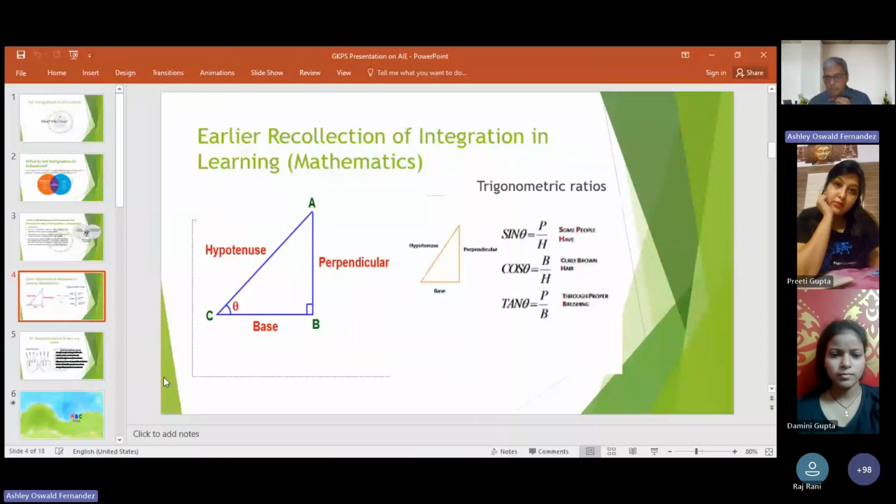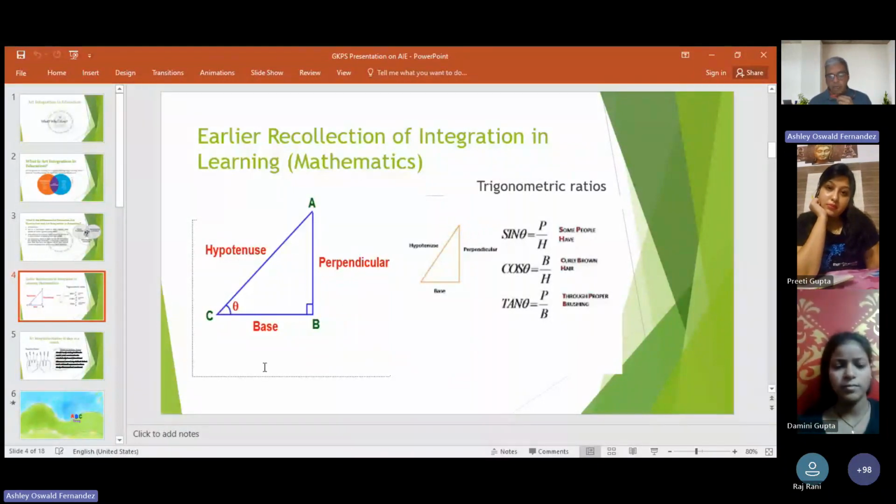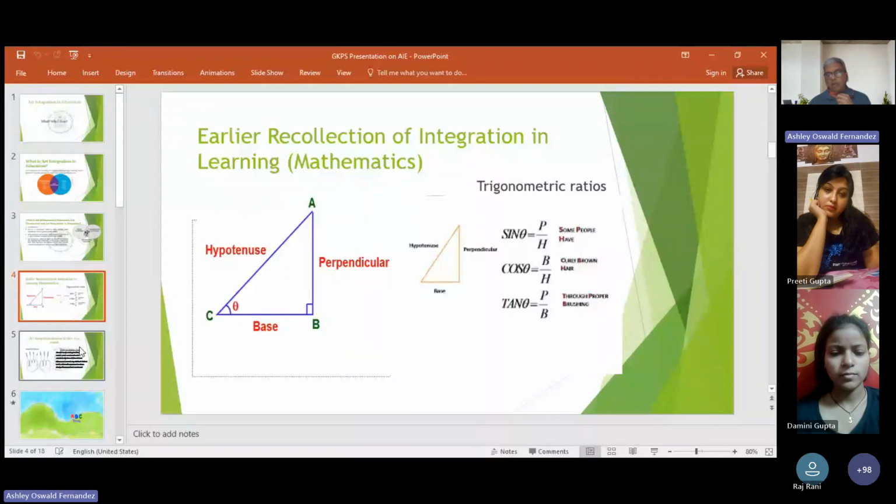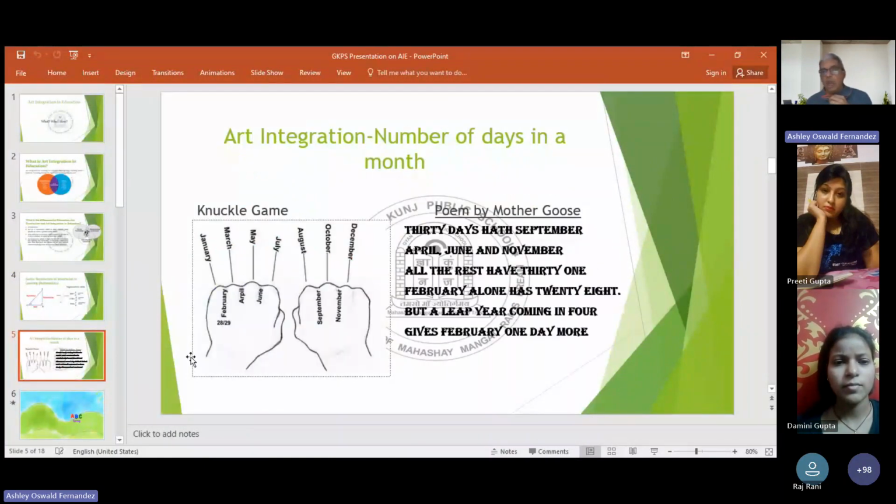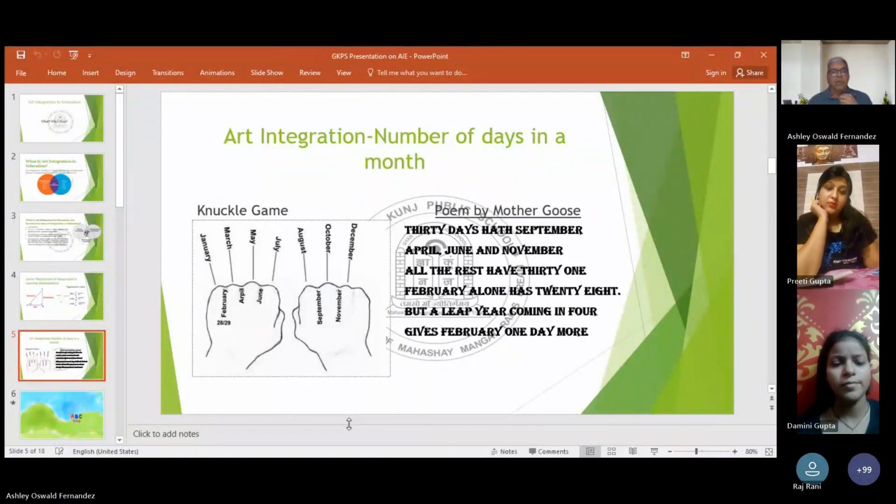We are just trying to tell you that we can use this more frequently in enhancing the learning in schools, in your classrooms especially. Take another little example. Art integration, number of days in the month. We would try to recollect, okay, this month has 30 days or 31 days. So there were two methods we normally followed. And this was taught to us very early in school.